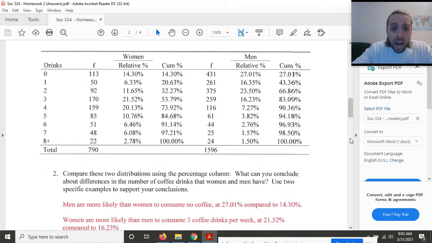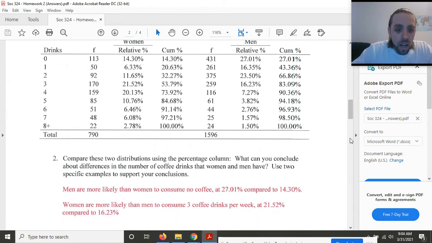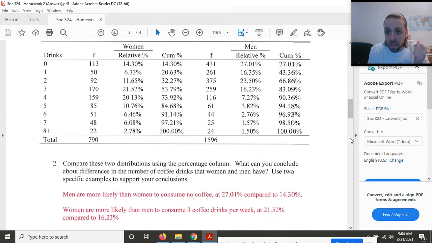Put another way, I don't want you comparing the percentage of women consuming 0 coffee drinks to the percentage of men consuming 2 coffee drinks. By joining those categories, we have led to no conclusion whatsoever. So we want to stay within the category, cite exact numbers, and compare relative frequencies rather than raw frequencies to one another. So here are the 2 that I came up with, and these don't have to be the 2 that you came up with, but this is what I had.